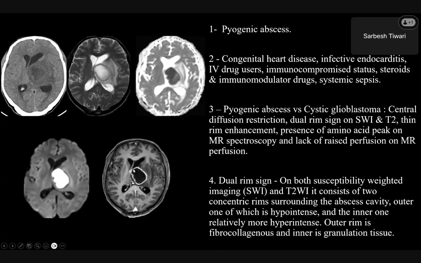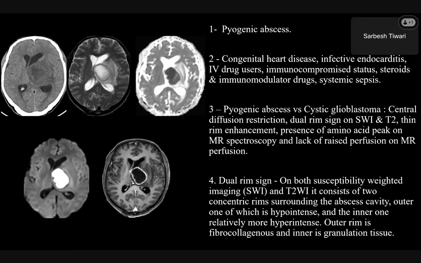How do you differentiate a pyogenic abscess from a cystic glioblastoma? A pyogenic abscess will show central diffusion restriction. It will show a dual rim sign on the SWI or the T2 weighted images, and presence of an amino acid peak. Can anyone tell me the classical spectroscopy finding of a pyogenic brain abscess on single voxel spectroscopy at short TE? Succinate peak, all right, then lipid lactate peak, then lipid lactate amino acid.